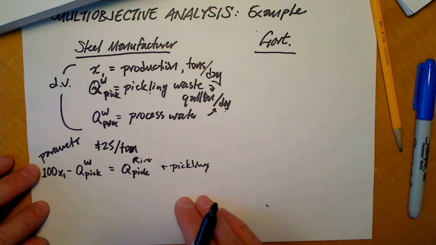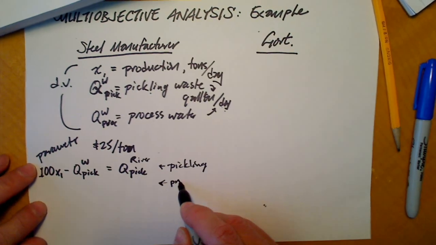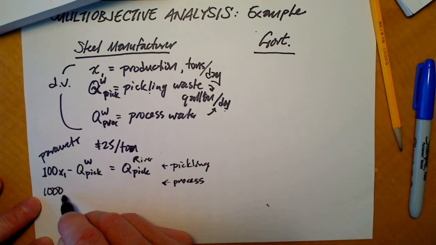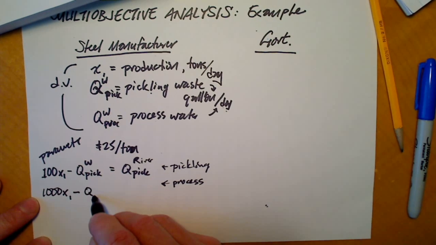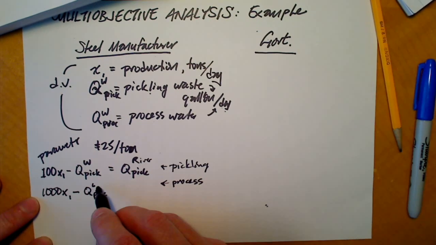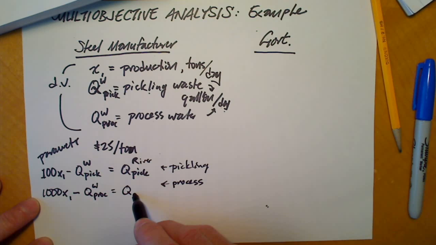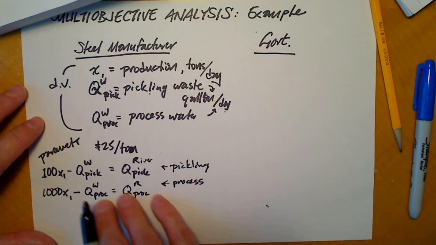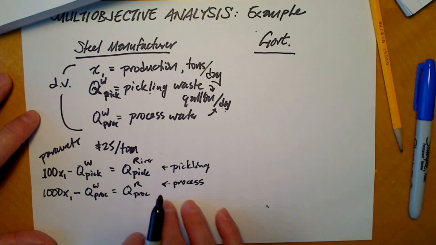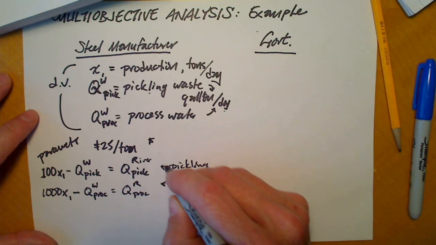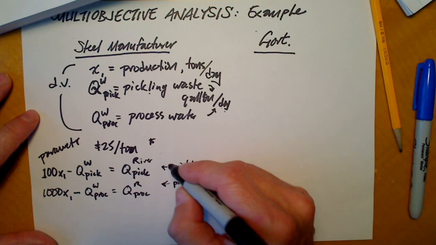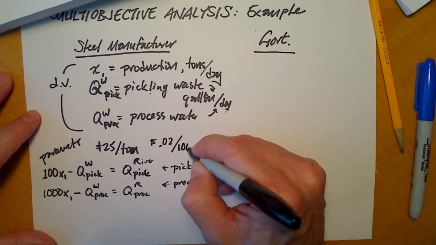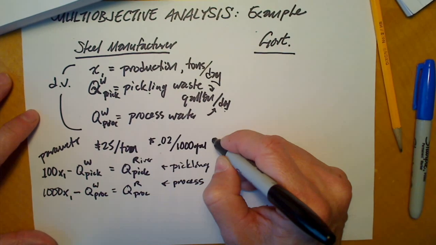And we can do a similar thing for the process waste. Here it's 1,000 gallons minus the process water that is treated, and that equals the process waste that goes to the river. Terrific. We're working our way through the parameters. There are going to be more costs. The cost of treating pickling waste, 2 cents per 1,000 gallons.